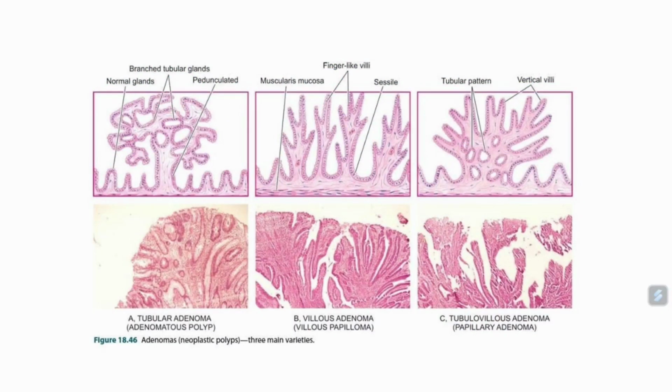And in polyps we have neoplastic polyps and non-neoplastic polyps. The neoplastic polyps are mainly divided into three types. In that, we have tubular adenoma polyps, villous adenoma polyps, and tubulovillous adenoma polyps. Okay, these are the three types that we have discussed in previous classes.